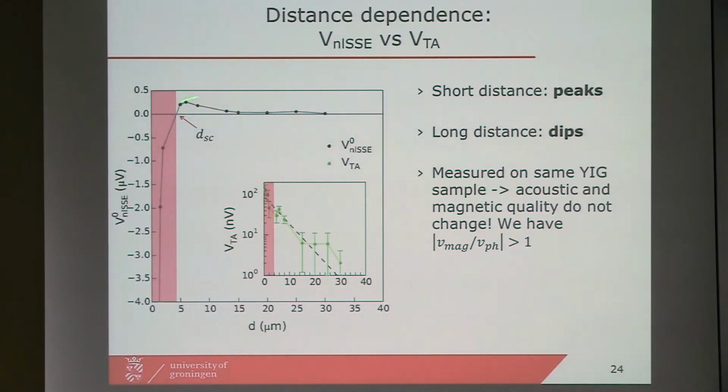Right, so this red curve is the non-local signal at low field, what you would normally call the amplitude of the non-local spin-Seebeck effect. And this is the amplitude of the resonance, or basically the height of the peak that we measure. In the red region this corresponds to a peak, and at longer distances, beyond the sign change point, it corresponds to a dip.